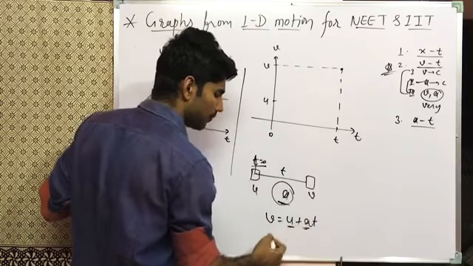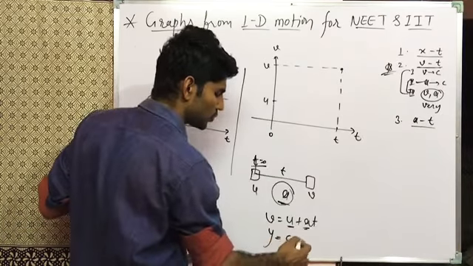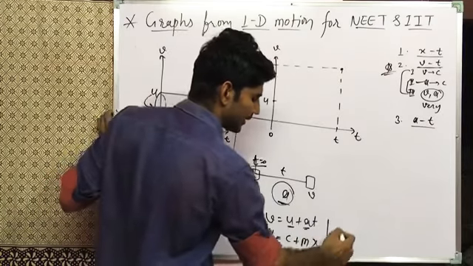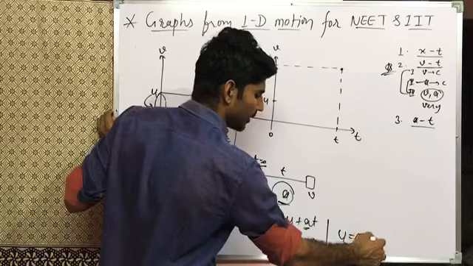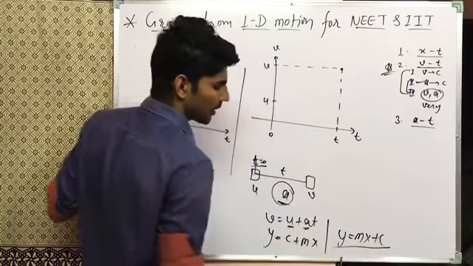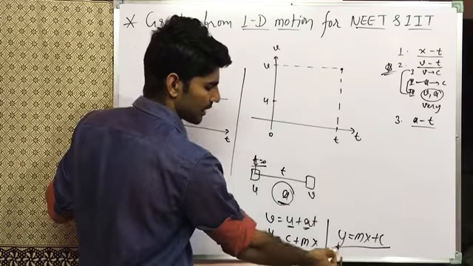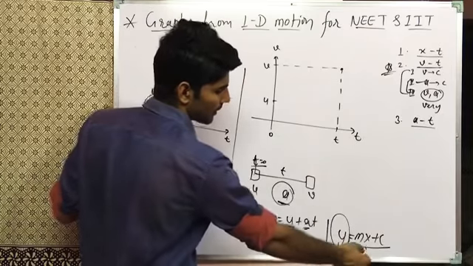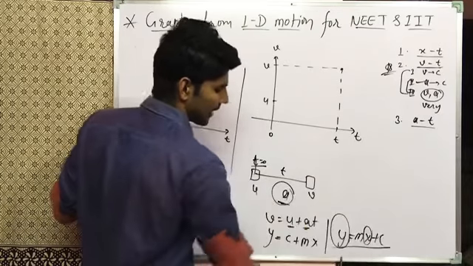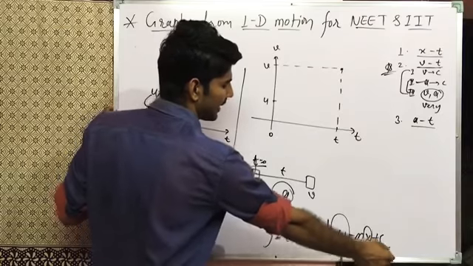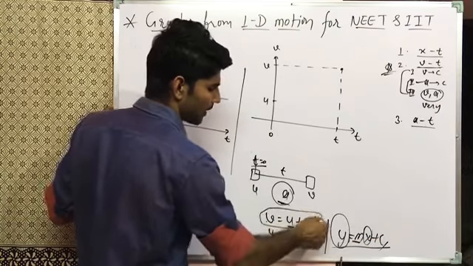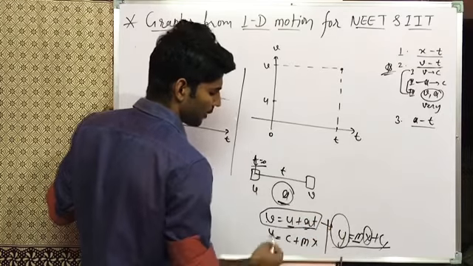So this graph looks like y equals c plus mx, or I can rewrite it as y equals mx plus c. This is the graph for a straight line in which y is the vertical axis, x is the horizontal axis, m is the slope, and c is the constant. So this equation looks the same as the equation of a straight line in coordinates.